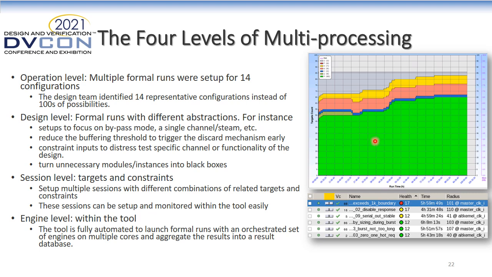The diagram on the right-hand side is showing the progress of formal verification over time. So for particular sessions, the y-axis is showing the number of formal properties, and the x-axis is showing time. As you can see, the number of proven properties, shown in green over here, is increased over time. It means that formal verification is making progress and proving more and more properties along the way.